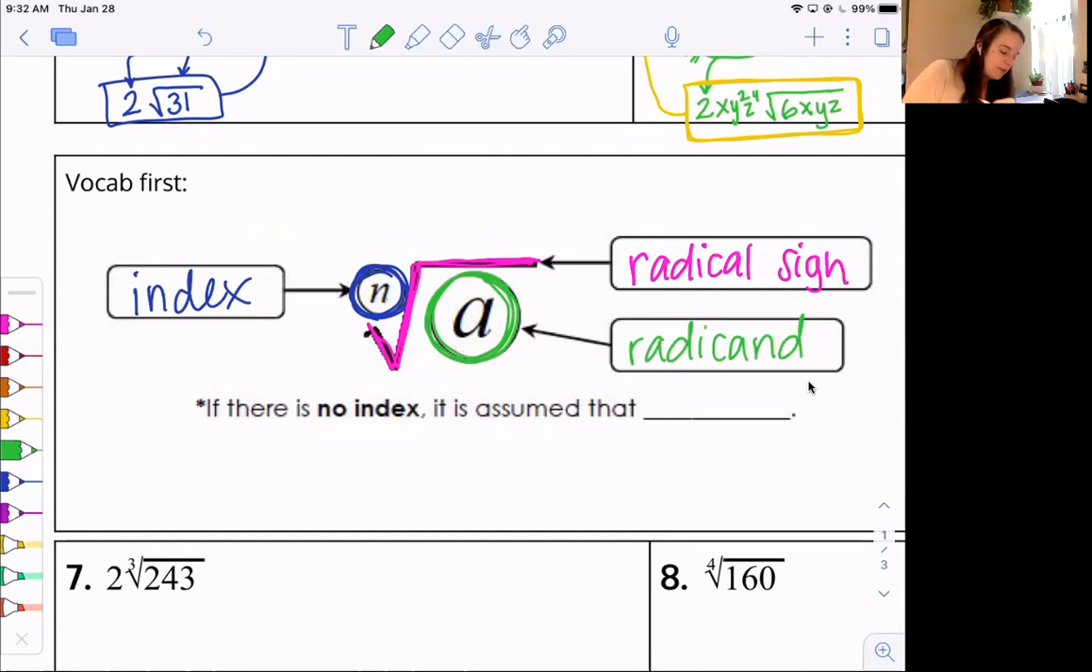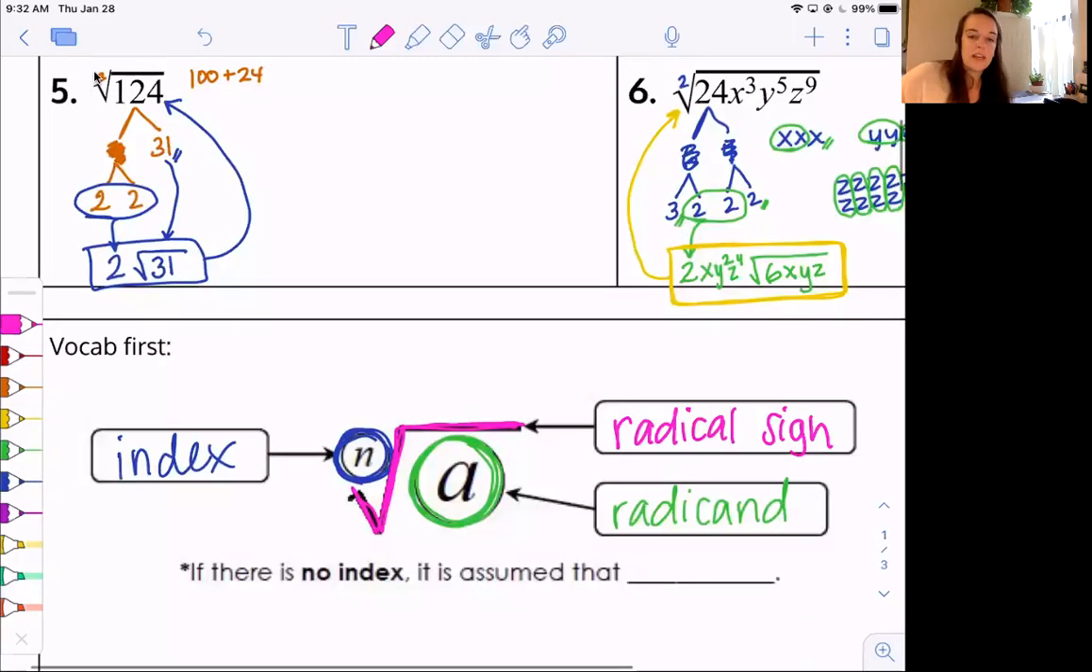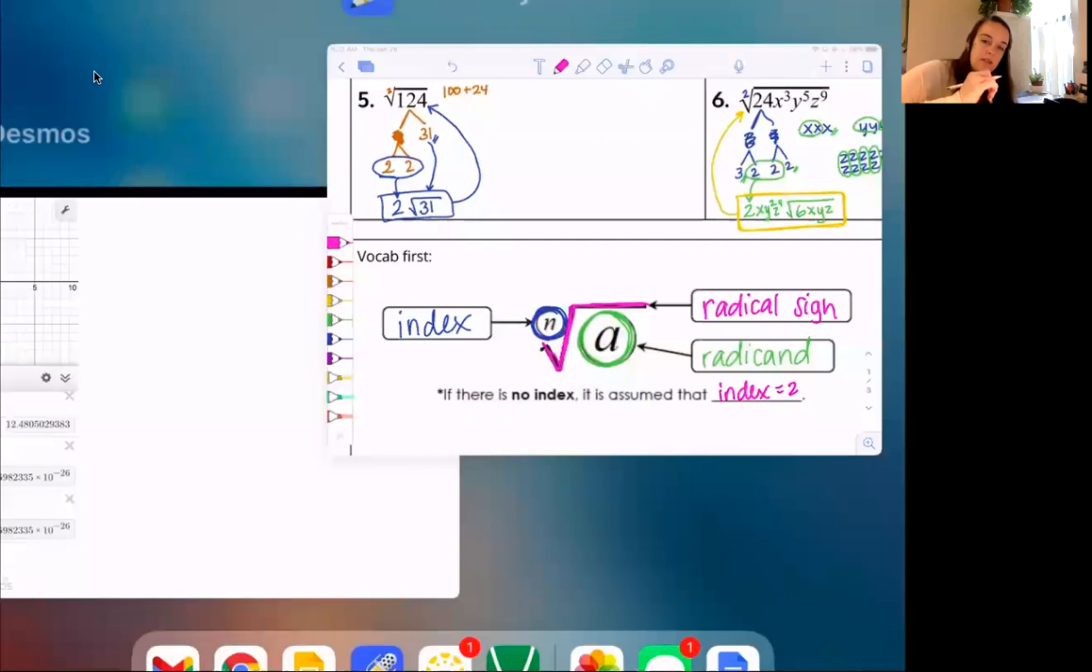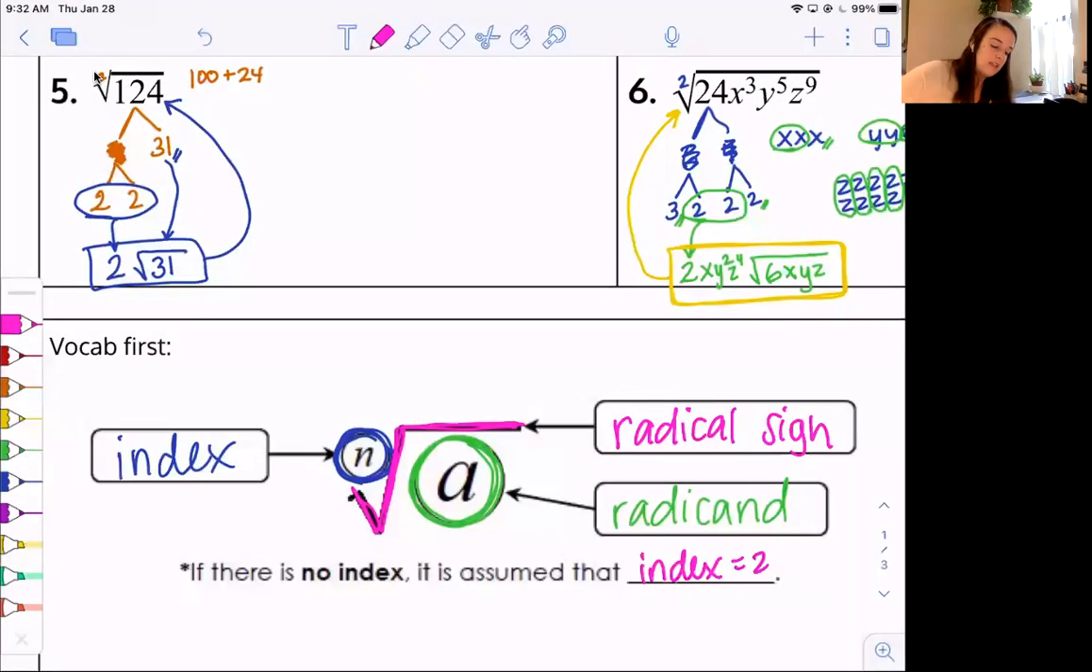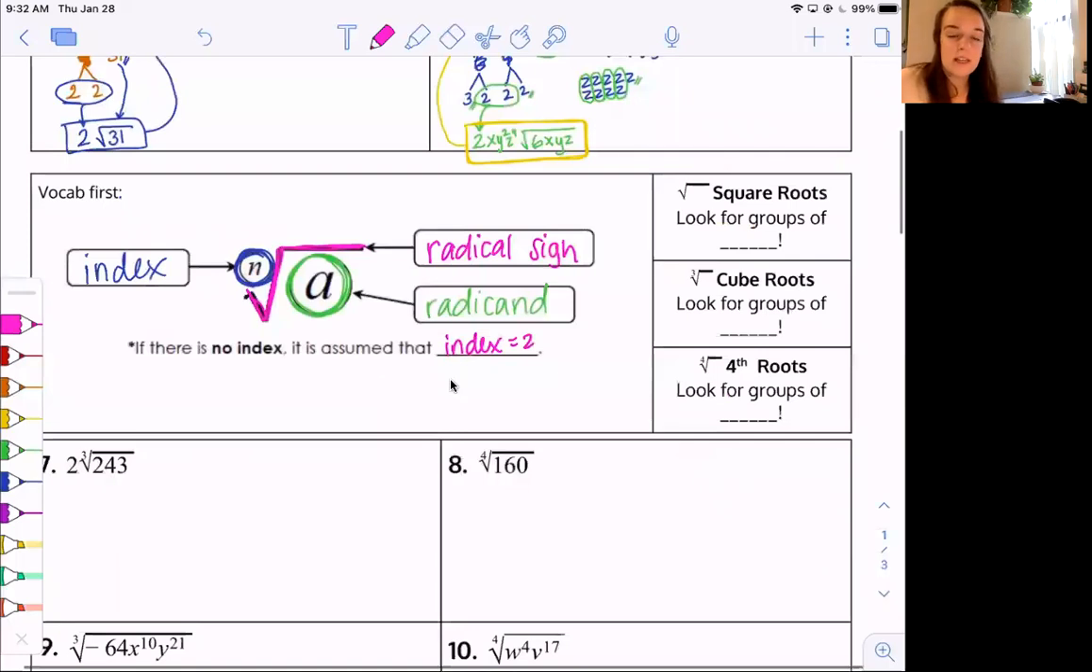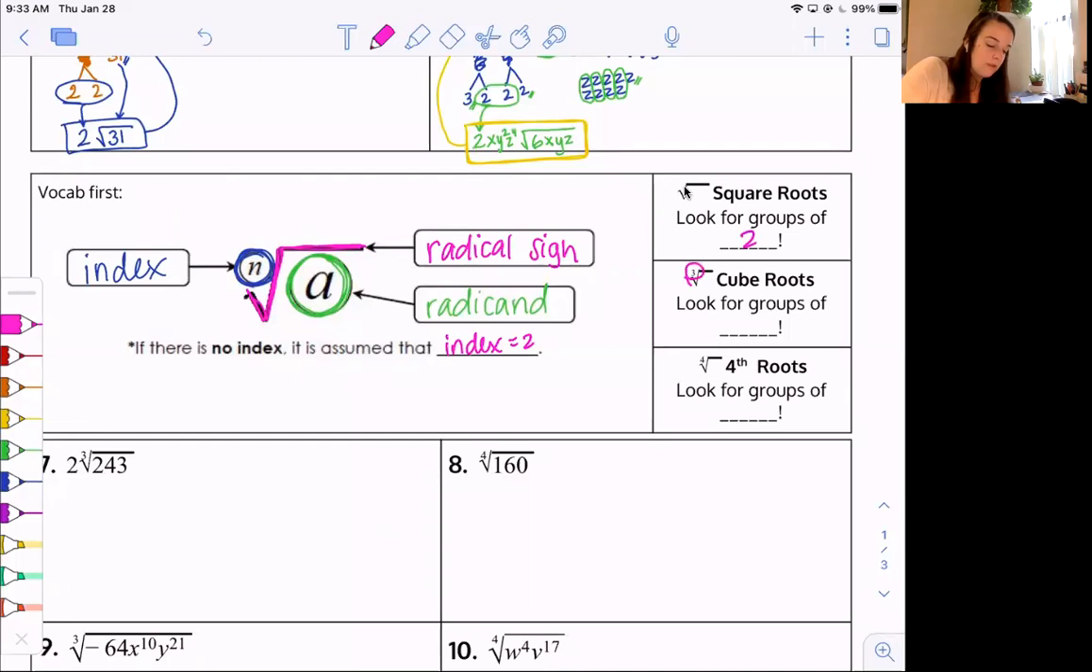We spoke to this a little bit earlier, but if there's no index, if there's not a number written there, just like on these problems, the index is assumed to be 2. If there's no index, it's assumed that the index is 2. So for square roots, when they look like this, we're looking for groups of 2. For cube roots, we're looking for groups of 3. For fourth roots, we're looking for groups of 4, like that.